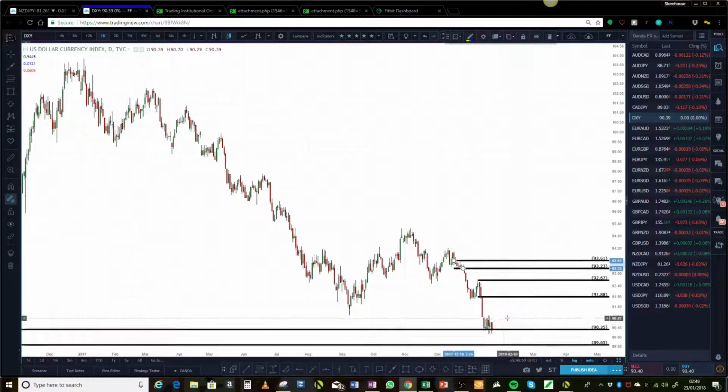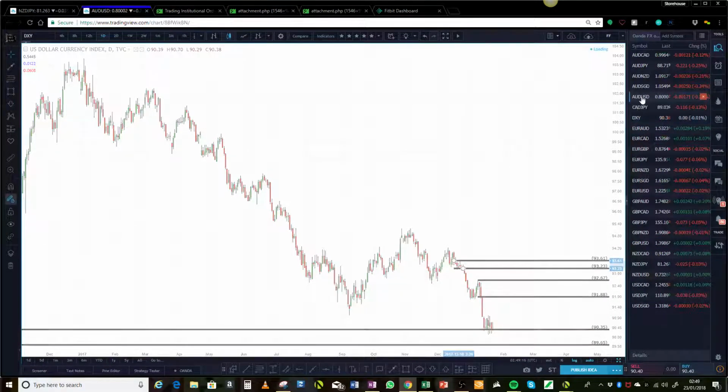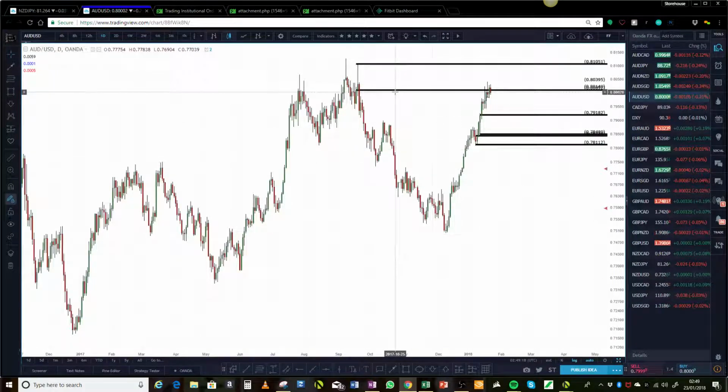Obviously it's in a downtrend. If it gets a bounce, you may want to look for short-term opportunities in the majors, the Aussie US and the Euro US. See if you can get a quick trade off of those ones. Let's take a look at the Aussie US quickly. We've talked about that one. We'll go to another one.